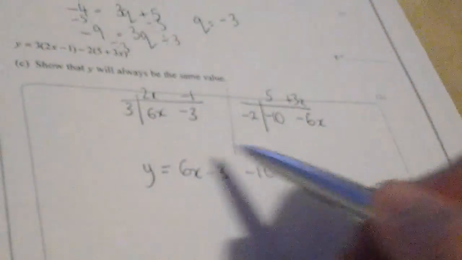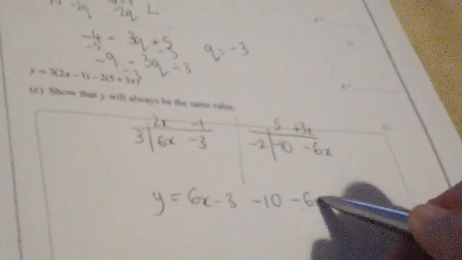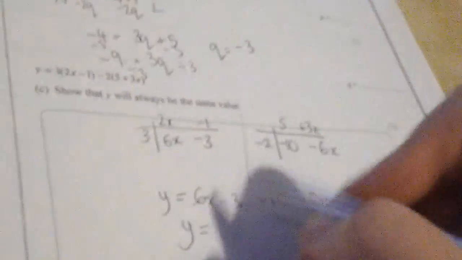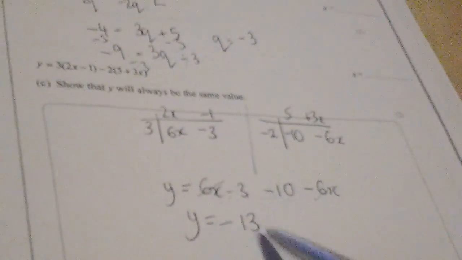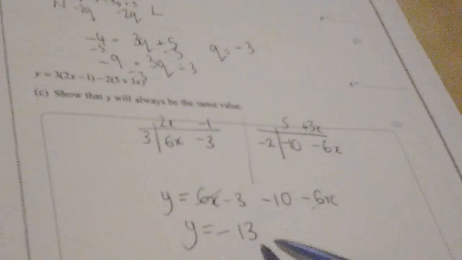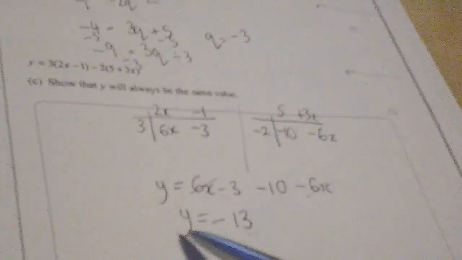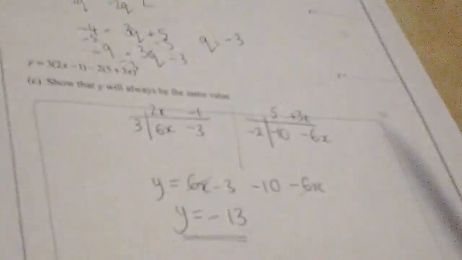I'm going to gather together this, and if you look carefully, you've got 6x here and take away 6x. So actually, they cancel each other out. And all you're left with is minus 3 take away 10, which is minus 13. So y equals minus 13. That's just a number. It's not got any hidden value in it, no x's there. So that means that y will always be minus 13 no matter what you do. So you've proven the question.